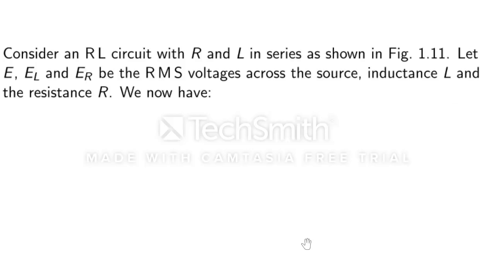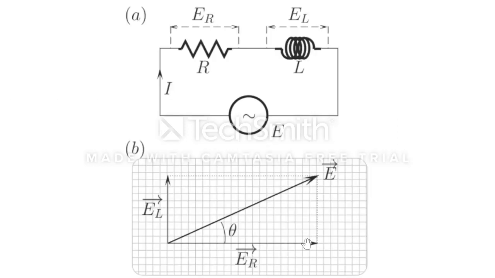Let's consider an RL circuit with R and L in series as shown in figure 1.1. Figure 1.1a shows the RL circuit with current I, resistance R and inductance L in series, and figure b shows the relevant j notation for the EMFs. Let E, EL and ER be the RMS voltages across the source, inductance L and the resistance R.